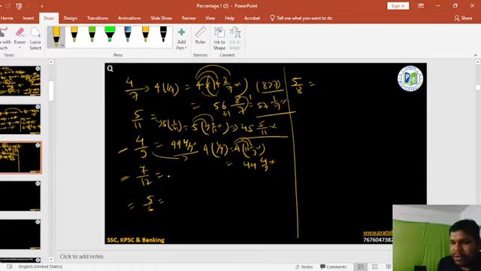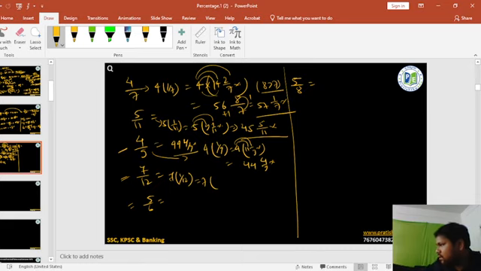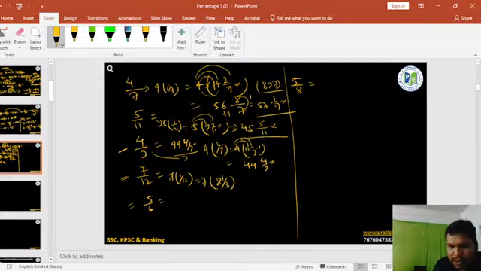That's fine. 7 by 12. 7 into 1 by 12. Correct? Now 1 by 12 is how much? First, it is 1 by 3. Okay, 8 and 1 by 3. Multiply. 7 ones are 7. 7 eights are 56.